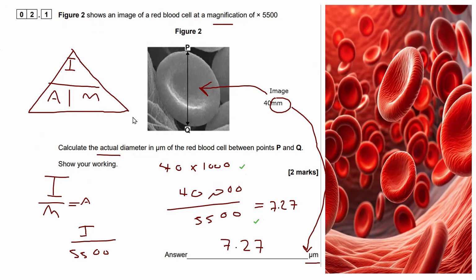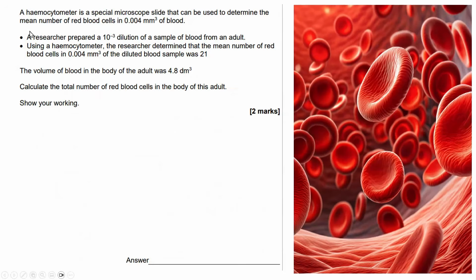Wunderbar. Let's move on. Right, we've got another one here. A hemocytometer is a special microscope slide that can be used to determine the mean number of red blood cells in 0.004 millimeter cubed of blood. A researcher prepared a 10 to the minus 3 dilution.